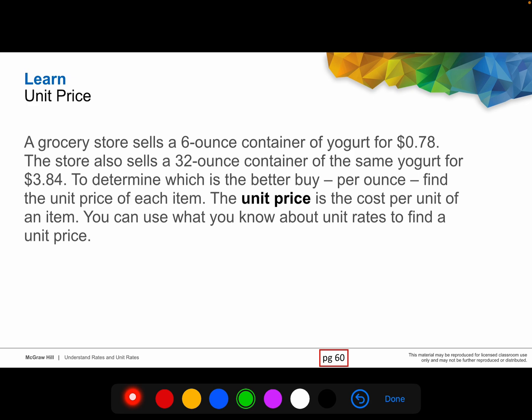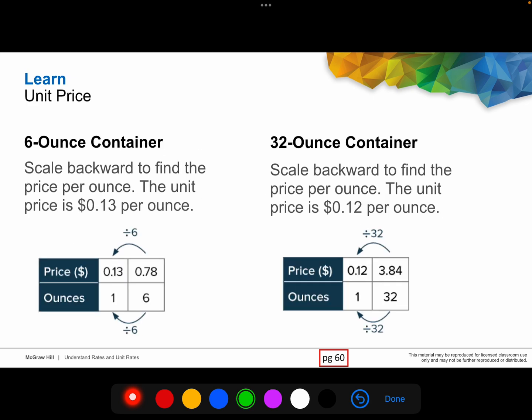So to determine which is a better buy per ounce, we find the unit price of each item. The unit price is the cost per unit of an item. And you can use what we know about unit rates to find the unit price. Let's take a look at how we're going to do it. So for our 6-ounce container and 32-ounce container, let's put them on two sides of a paper. And then we're going to create equivalent ratio tables for both of them. And we scale backward to find the price per ounce, because that's the only way you have something that is common between the two containers that you can compare.